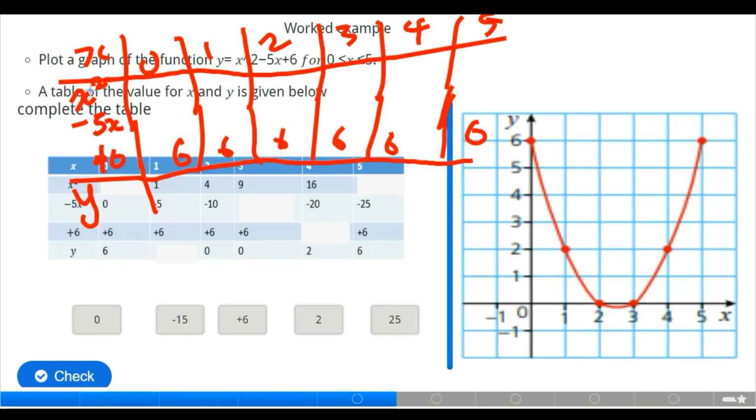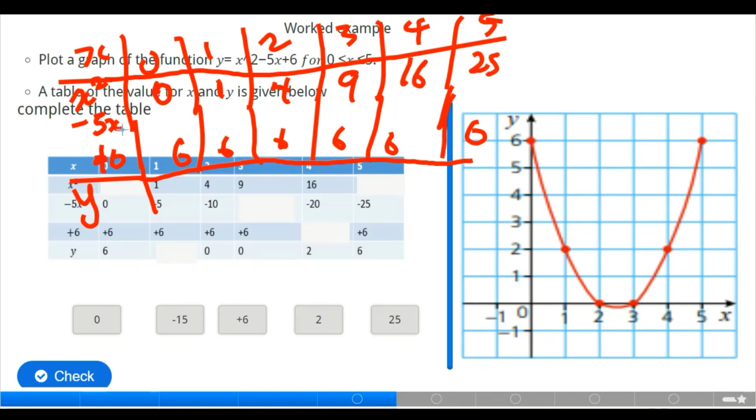So x squared, 0 square is 0, 1 square is what? 1, 2 square is 4, I mean 2 times 2, 4, right? 3 square is what? That's 3 times 3, which is 9. 4 square is 4 times 4, which is 16. Now 5 square is what? 5 times 5, which is 25.